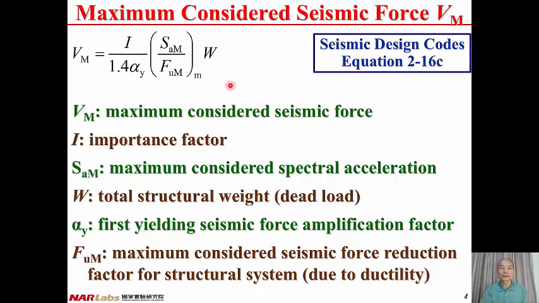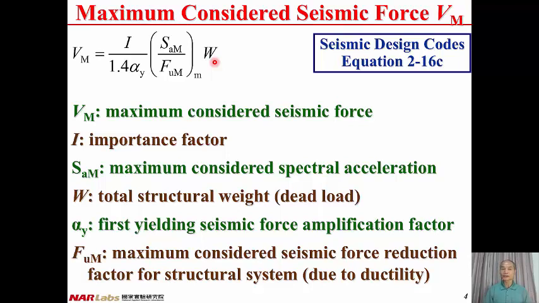From seismic design codes, the maximum considered seismic force can be determined by equation 2-16, Vm equal to I divided by 1.4 alpha y. I is the importance factor. Alpha y is the first yielding seismic force amplification factor, times SAM divided by FUM modification. SAM is maximum considered spectral acceleration. FUM is maximum considered seismic force reduction factor for structural system due to ductility. And W is the total structural weight.